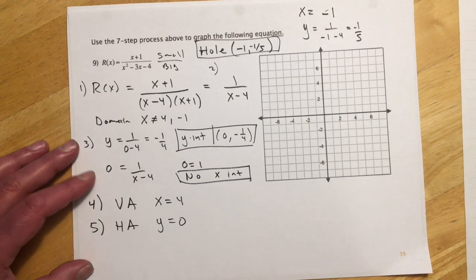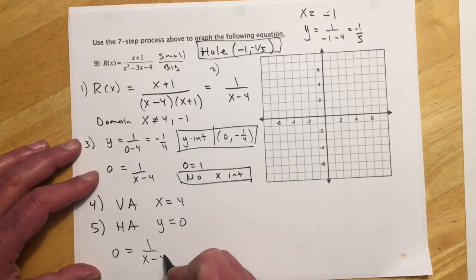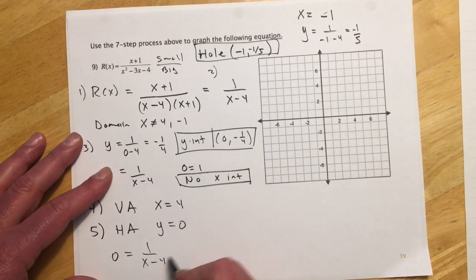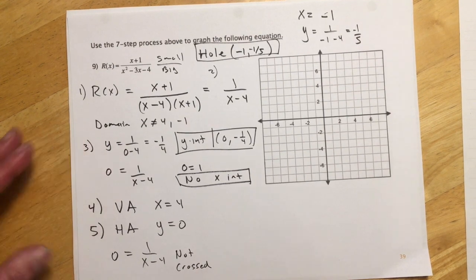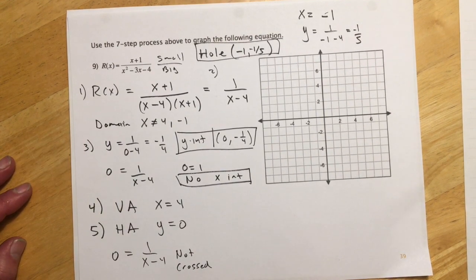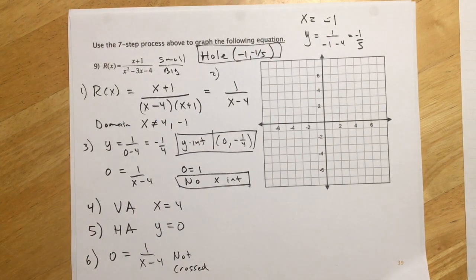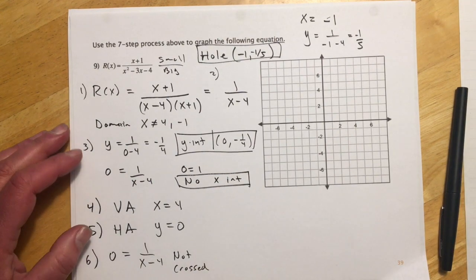To check and see if that's crossed, I would set 0 equal to the 1 over x minus 4, which is what I just did here for the x-intercept, and it didn't work, so we can say not crossed. And then that was step 6 right there. So then step 7 is to take all that mess I just did and try to turn it into a picture. So we got a little bit of information here.